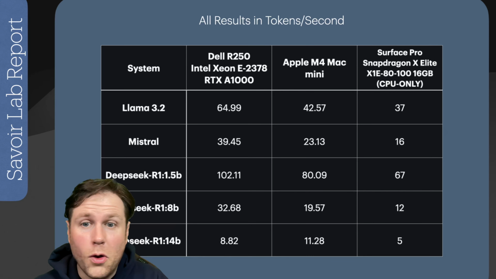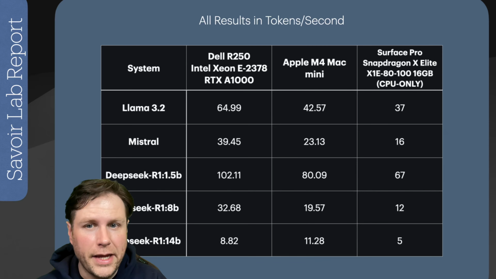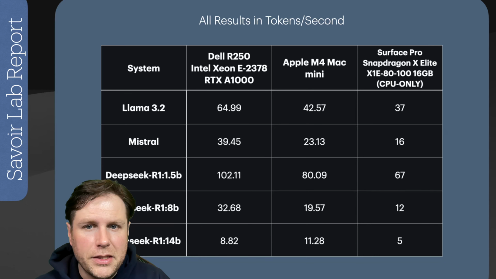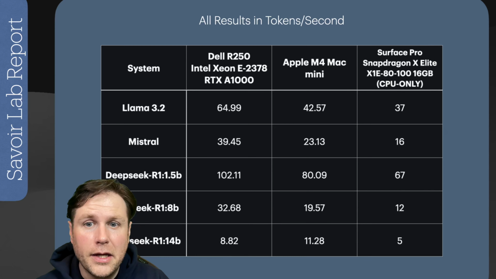Let's have a look at our overall results and compare it to some of our prior test systems. Included in our table above, we have our Dell R250 system with the 8GB A1000 card, the Apple M4 Mac Mini, which was a base model, just 16 gigs of RAM, and our results for our Snapdragon equipped Surface Pro. We want to keep in mind when we're looking at these numbers that this is a CPU only benchmark in the case of our Surface Pro. We did not have the NPU or GPU engaged.